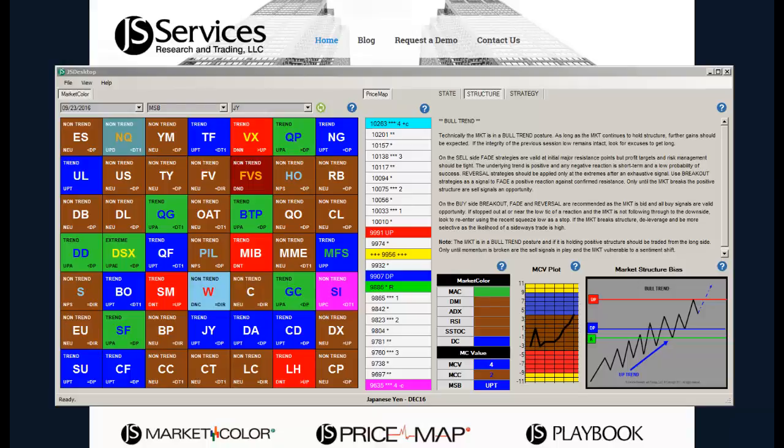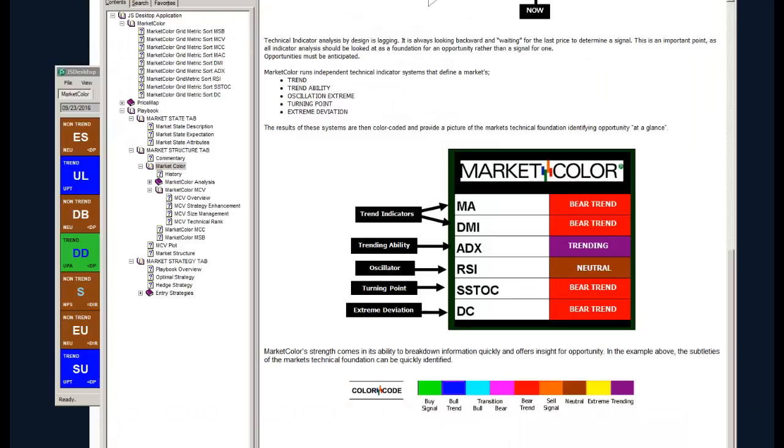Hello and welcome to an overview of JS Services MarketColor Analytics, which provide a comprehensive picture of a market's technical condition and the unique characteristics that define it. JS Services analyzes 6 classic technical indicators to identify the truth of what the market state condition is and then color codes the results. This provides a picture that identifies the market's technical posture at a glance.